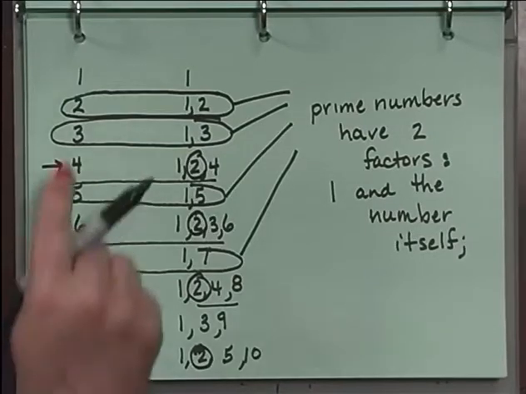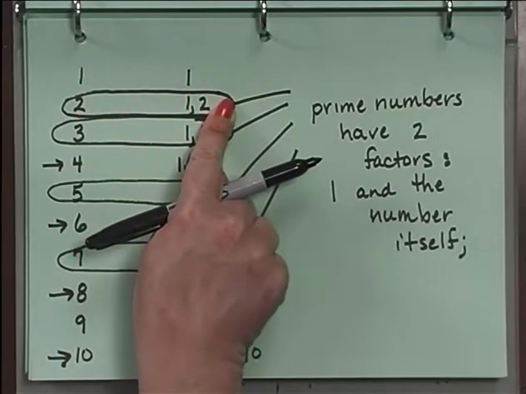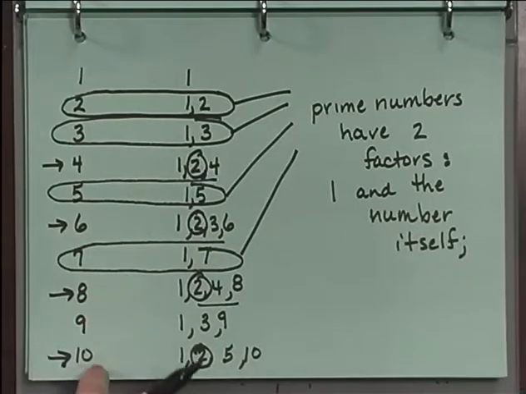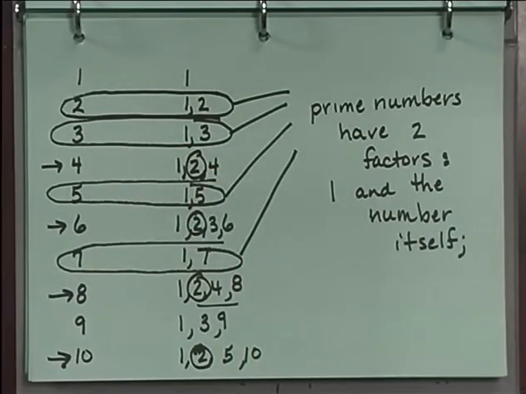So that means that other than the number 2, all other even numbers will never be prime, because they're always going to have the number 2 as a factor, which means that they're always going to have at least 3 factors. Okay, so keep that in mind for our next problem.